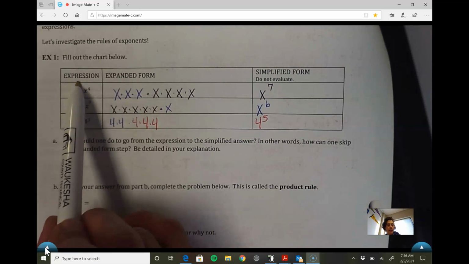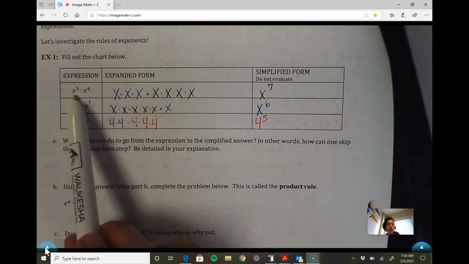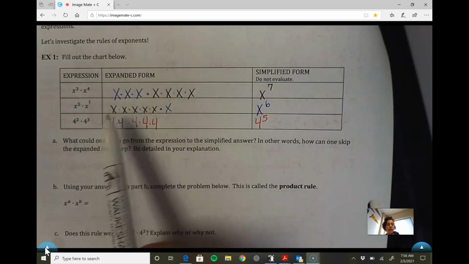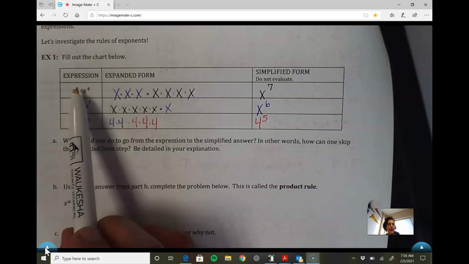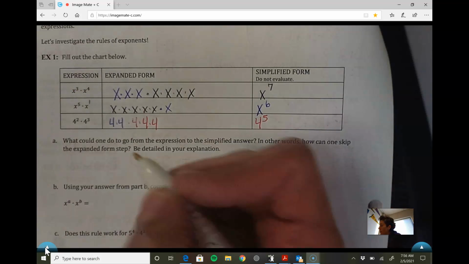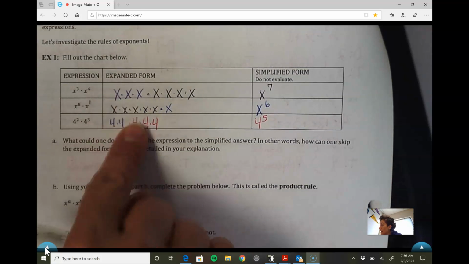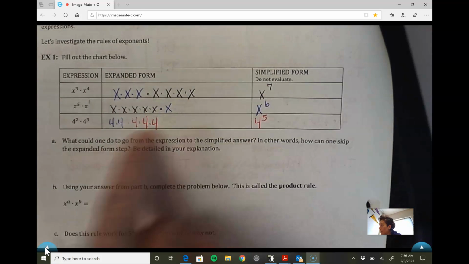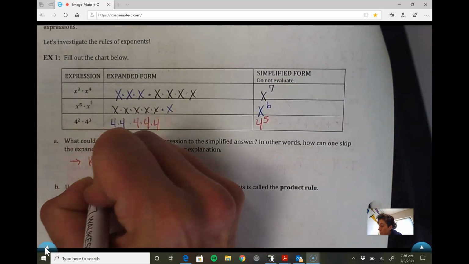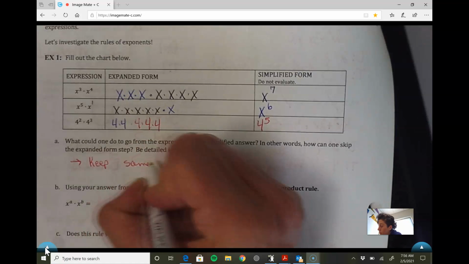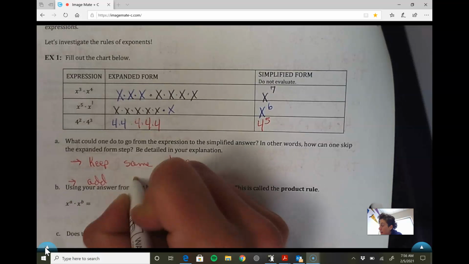If you notice, jumping from here to here or here to here, if we're sticking with the same base, x's to x, 4 to 4, what we've done is we've added the exponents. So what can we do to go from something that's in expanded form to the simplified form? That's what this is asking. What we can do is first we just keep the same base. And then we add the exponents.